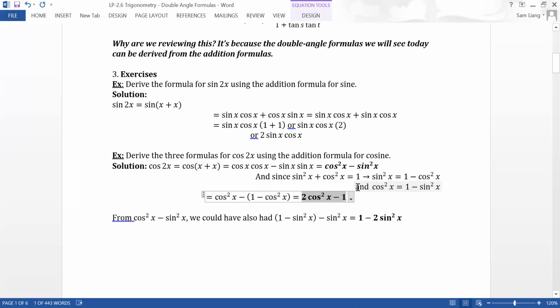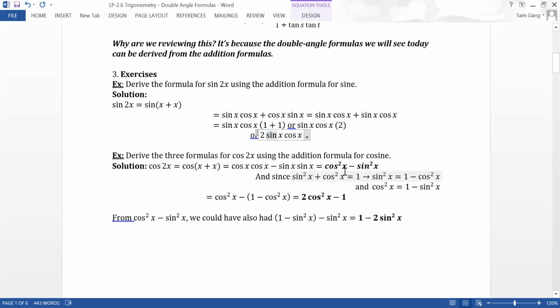And then if we use the other form of the Pythagorean identity, so we have 1 minus sine squared x equals cosine squared x, right? We're going to substitute this into that. Okay, so we have 1 minus sine squared x minus sine squared x, right? And then we'll get 1 minus 2 sine squared x. And this is the third form of the double angle formula for cosine. Okay, so 3 forms for cosine, and then only 1 form for sine, right?